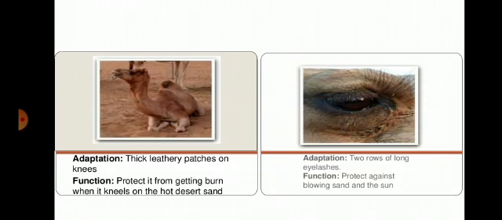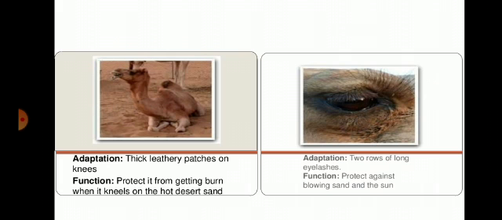Next one, thick leathery patches on knees. Its function is to protect it from getting burned when it kneels on the hot desert land. Then two rows of long eyelashes. It protects against blowing sand and the sun. Okay, others have a single row of eyelashes, but the camel has two rows of eyelashes.